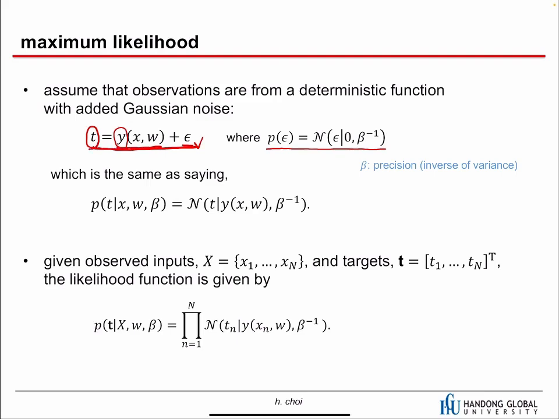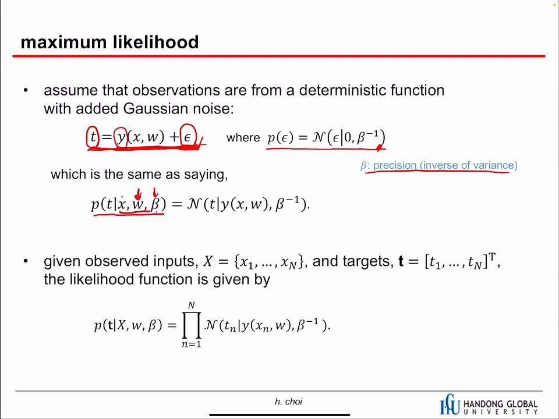And these equations are equivalent to saying this: the probability of t given x and w and beta, where beta is 1 over the variance. It's the precision. So x is the input, which is given. w is the parameter we have to update. But in this case, it is given; later we're going to talk about how to update the w. So if this is given, and when we add this Gaussian noise in this equation, we provide these precisions, but we can train that too.